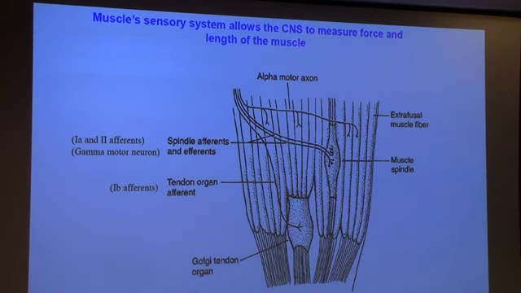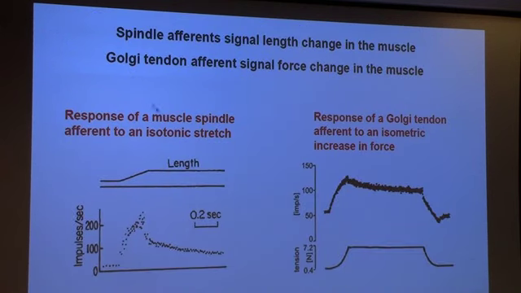So besides these different types of fibers, we also have the sensory system in your muscles. Essentially, you will have two types of sensory organs in the muscles: the muscle spindles and the Golgi tendon. The difference between these two is that the muscle spindles are very sensitive to the length change of the muscle, and the Golgi tendon is sensitive to the force change of the muscle.